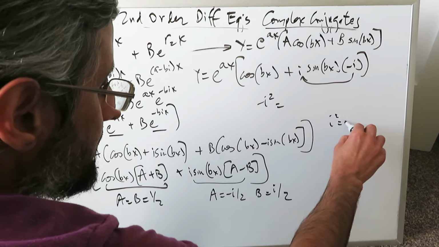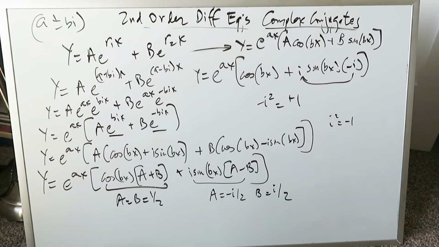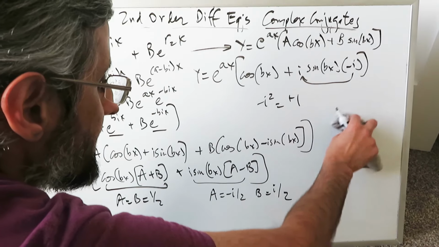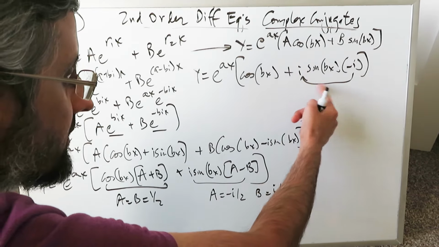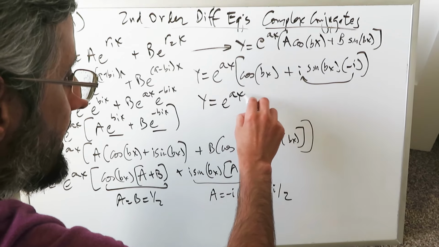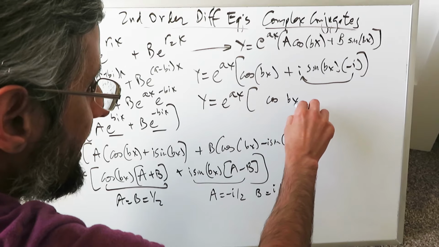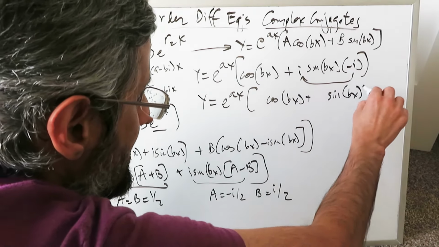If i squared is equal to minus 1, minus i squared is equal to positive 1. And that's exactly how your i, your imaginary component, will go away. And this minus i and minus i squared will eliminate because it's equal to 1. You'll have y is equal to e^ax (cosine bx plus sine bx), and I'll close it.